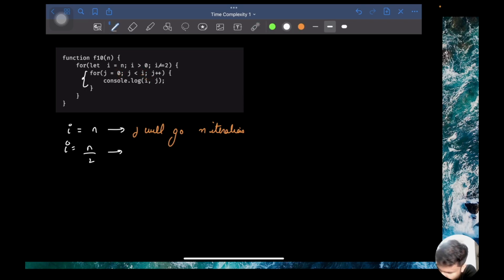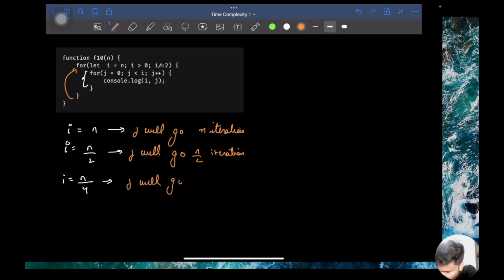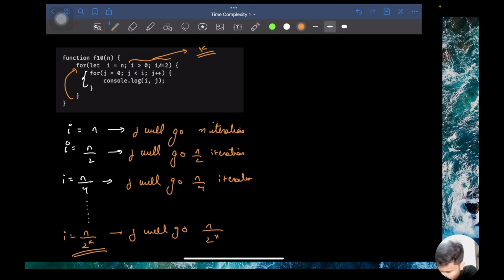So technically j will go n by 2 iterations. When i becomes n by 4 in the next iteration, j will go n by 4 iterations, and so on. At last, i will become n by 2 raised to the power k, because if the outer loop has k iterations, then this will become n by 2 raised to the power k. So j will go n by 2 raised to the power k iterations.